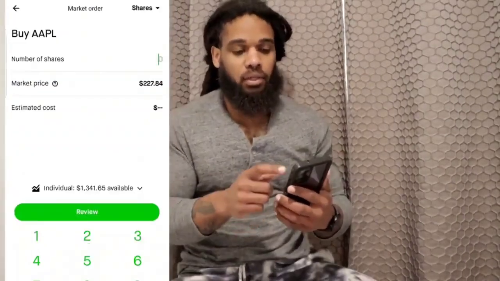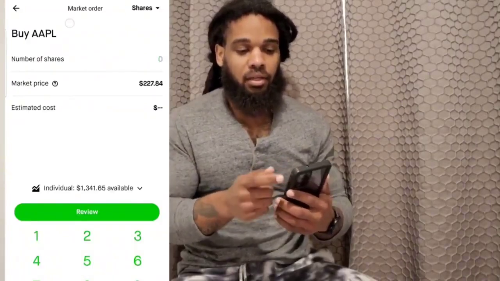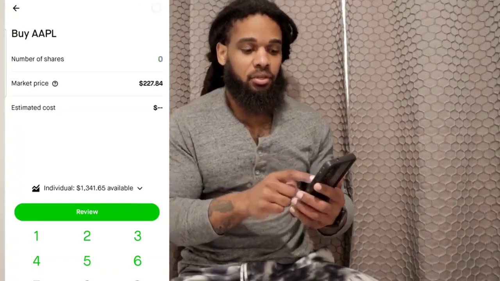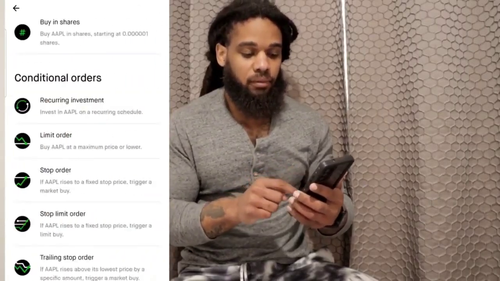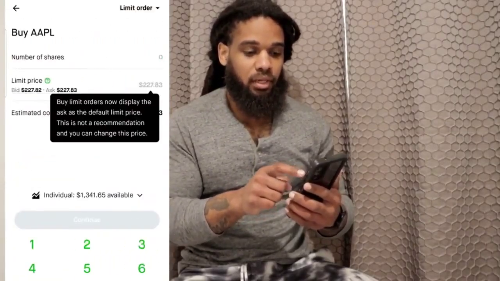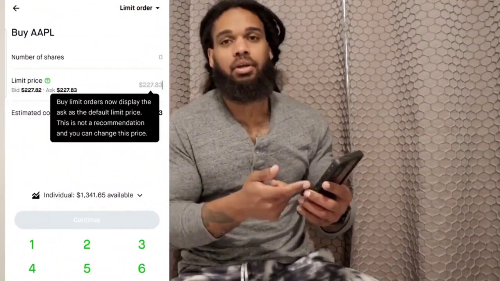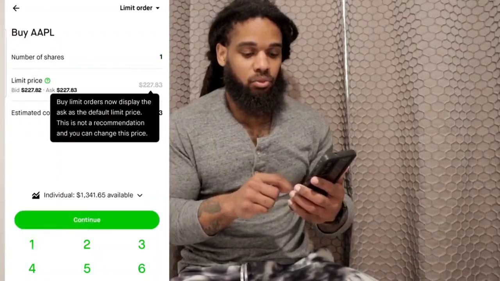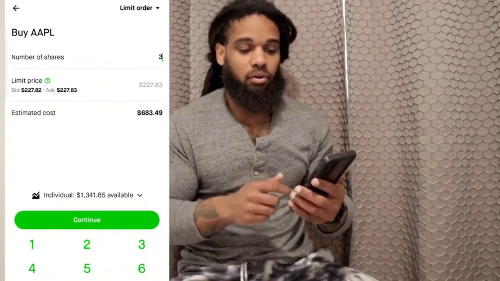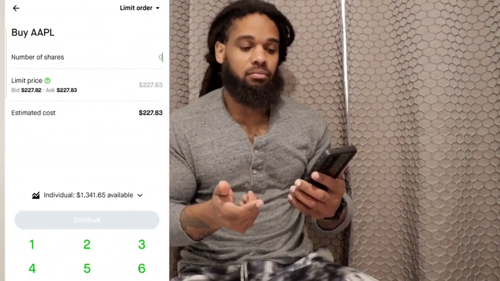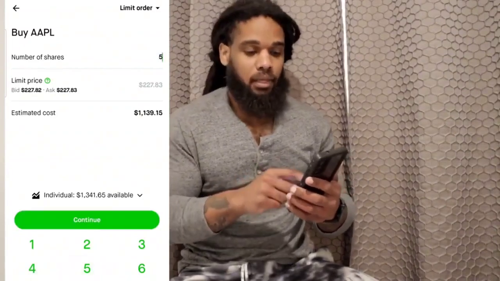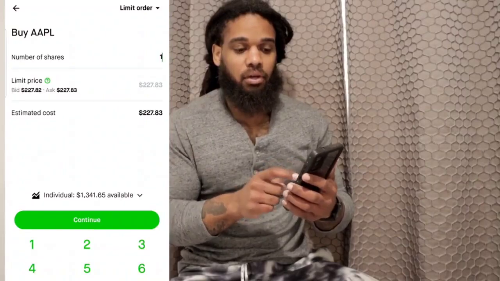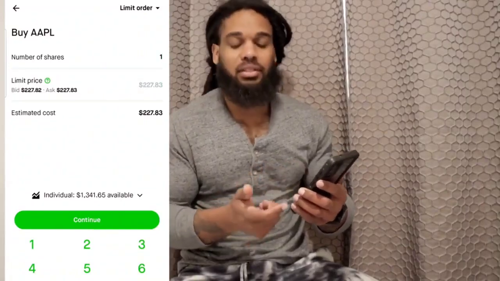So now if you want to get the specific stock at a certain price, you could press the button up here, shares. You're going to go to limit order, press continue, and then you're still going to type in the amount of shares that you want to get. 1, 2, 3, 4, and so on. And from there, where the price section is, you're going to put the price that you want to get it in.